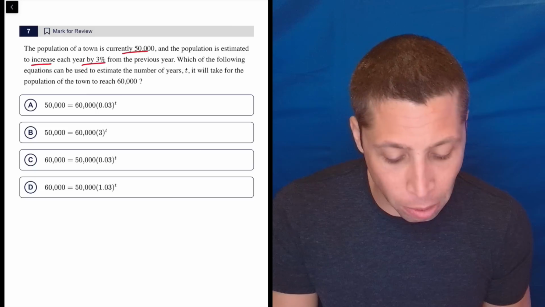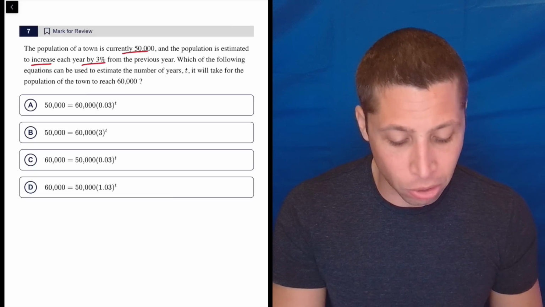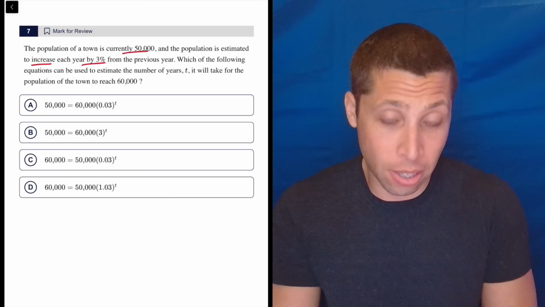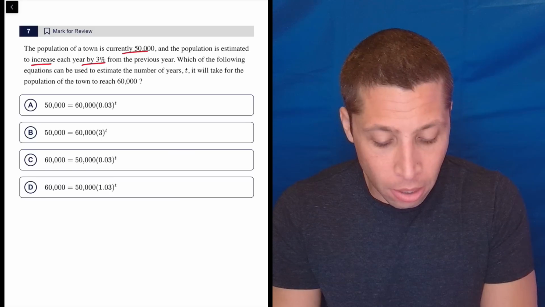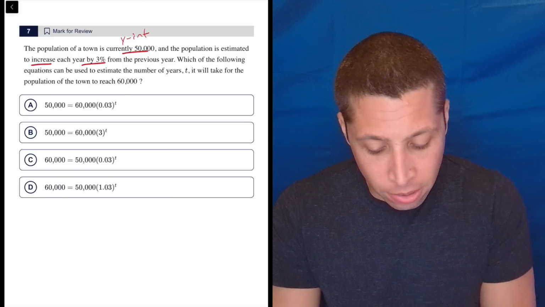each year by 3% from the previous year. Which of the following equations can be used to estimate the number of years t it will take for the population of the town to reach 60,000? So this 50,000, that's the y-intercept, right? That's our starting point. That's our O, right? So y-intercept. So that's going to go here.